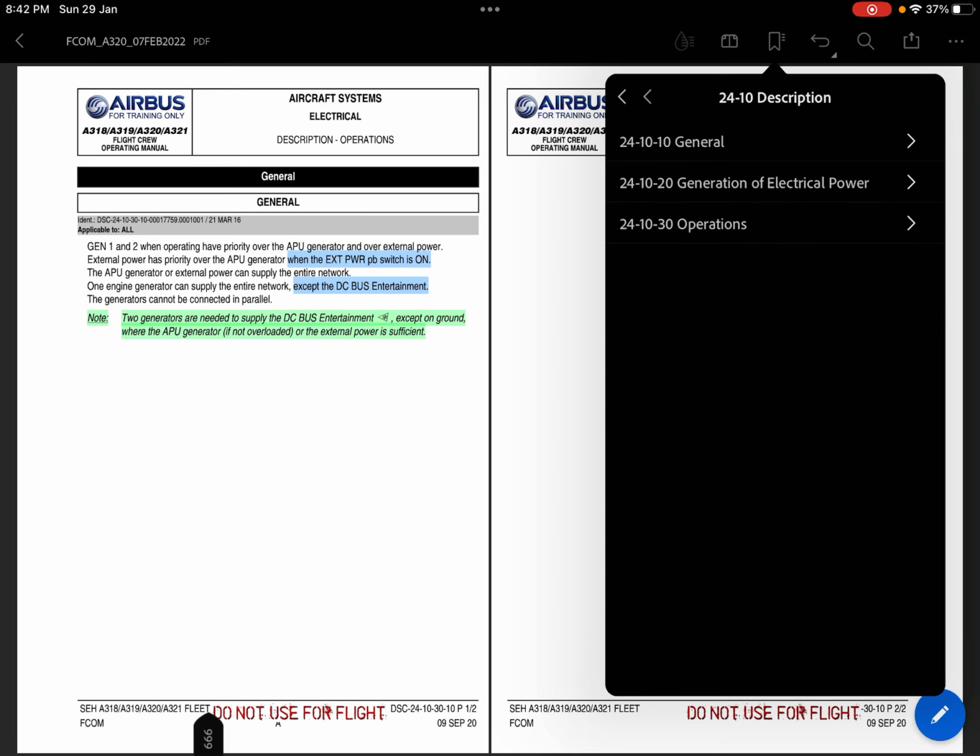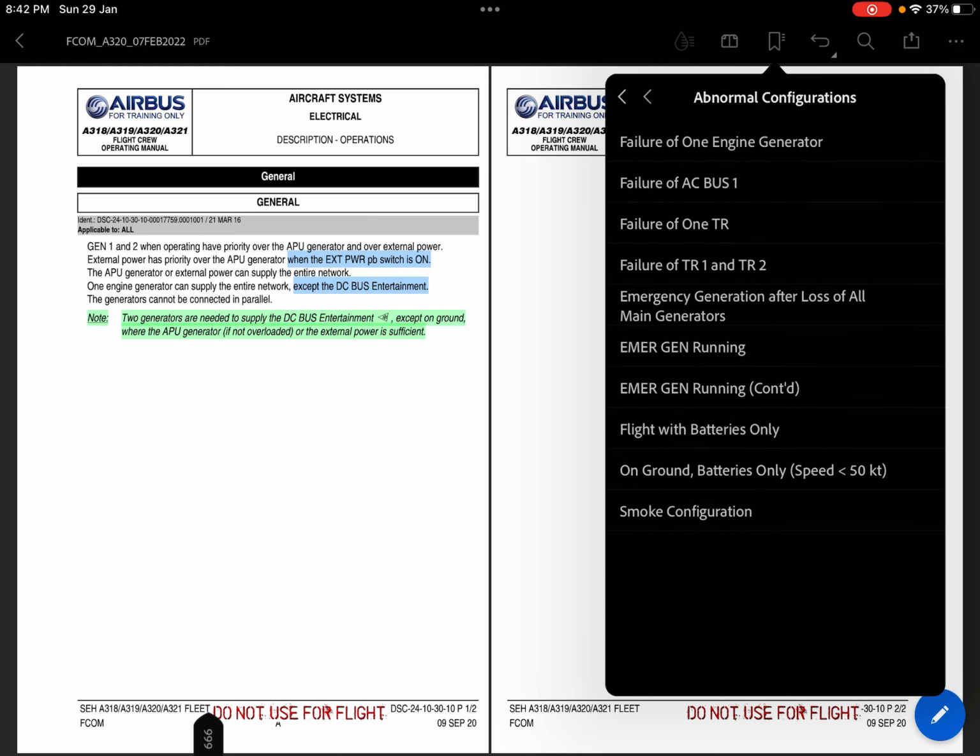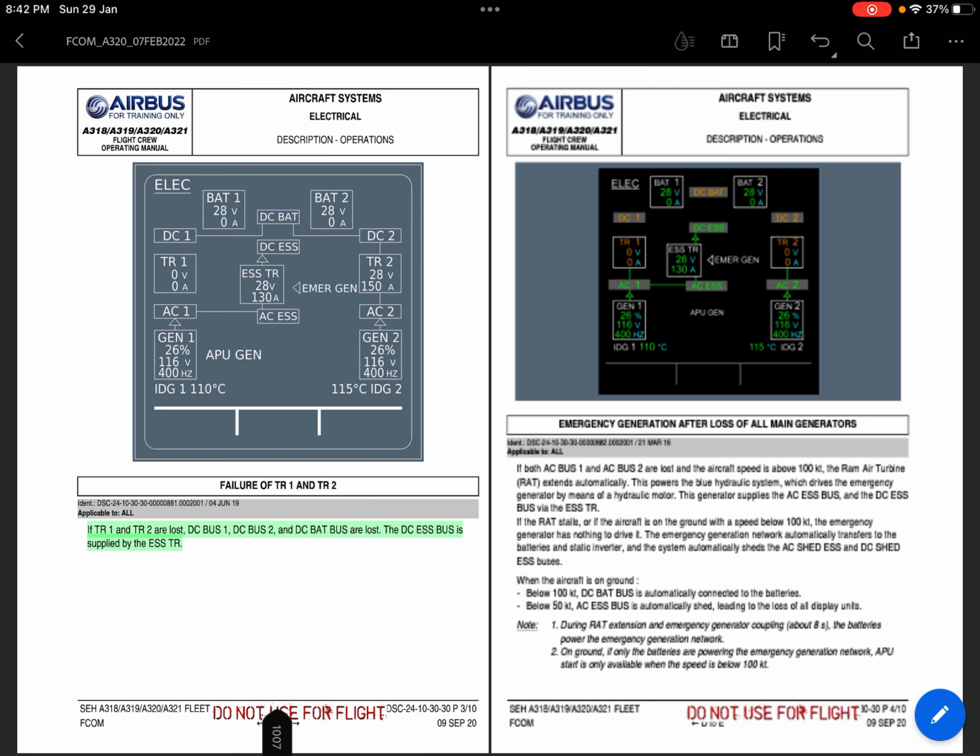It will be in emergency only, abnormal configuration, and loss of both, emergency loss of all main generators.